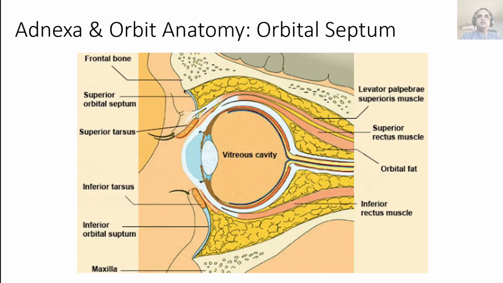So this is the orbital septum. This is the superior half. This is the inferior half. This is a cross section. Thus, we are not seeing all of the orbital septum as we did in the animation or the diagram before.